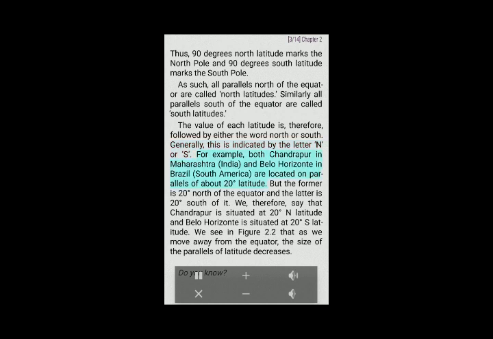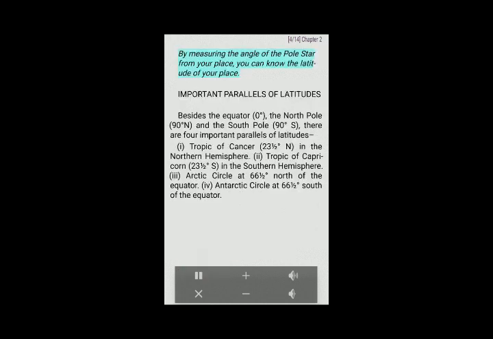For example, both Chandrapur in Maharashtra, India, and Belo Horizonte in Brazil, South America, are located on parallels of about 20 degrees latitude. But the former is 20 degrees north of the equator and the latter is 20 degrees south of it. We, therefore, say that Chandrapur is situated at 20 degrees north latitude and Belo Horizonte is situated at 20 degrees south latitude. We see in figure 2.2 that as we move away from the equator, the size of the parallels of latitude decreases. Do you know? By measuring the angle of the pole star from your place, you can know the latitude of your place.